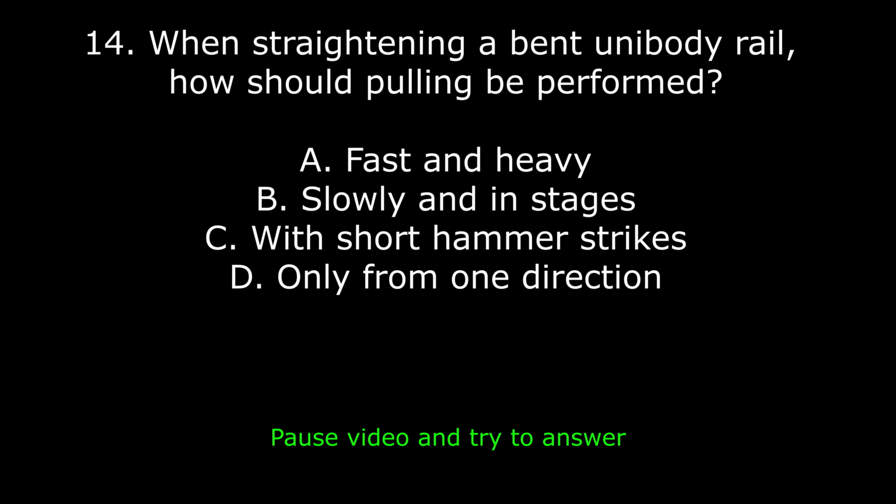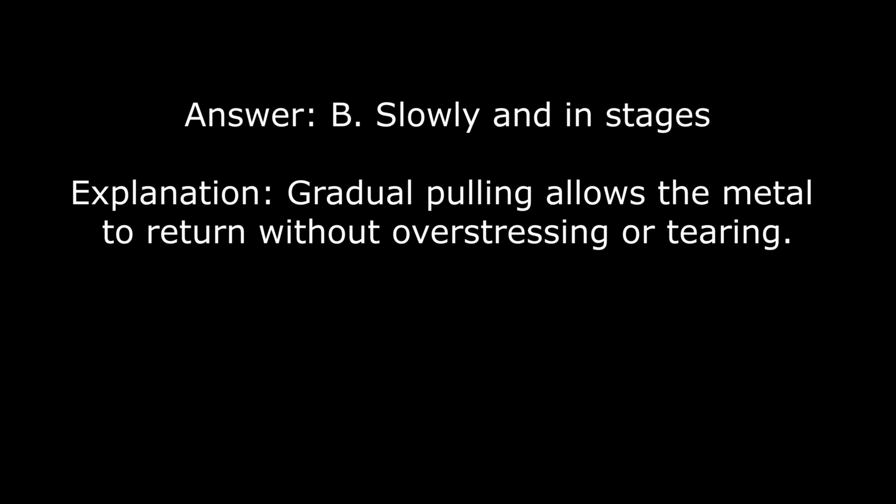14. When straightening a bent unibody rail, how should pulling be performed? A. Fast and heavy. B. Slowly and in stages. C. With short hammer strikes. D. Only from one direction. Answer: B. Slowly and in stages. Explanation: gradual pulling allows the metal to return without overstressing or tearing.